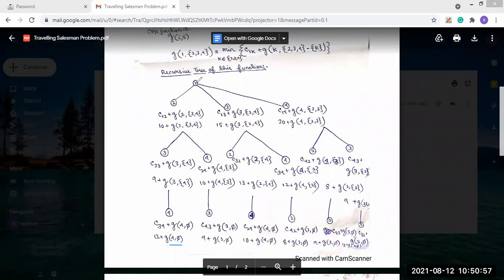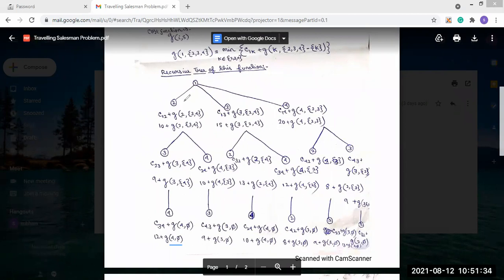That means if we select this path, from 1 we go to 2, from 2 we go to 3, and from 3 we go to 4. We have 4 vertices present in this graph. So we started from 1, and from 1 we visited vertex 2, then from vertex 2 we visited vertex 3, and from vertex 3 we visited vertex 4. That means we have covered all the vertices present in this graph. After visiting 4, from the fourth vertex it will return to 1, because 1 is the starting vertex.